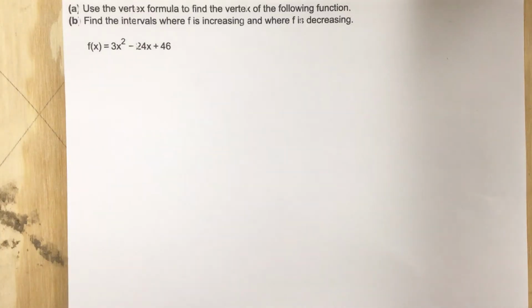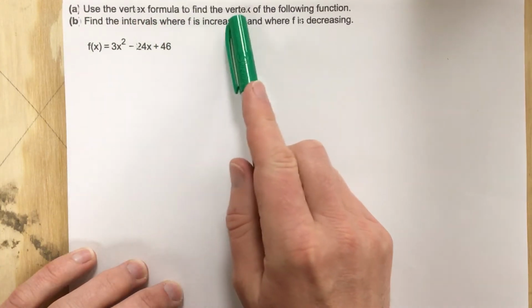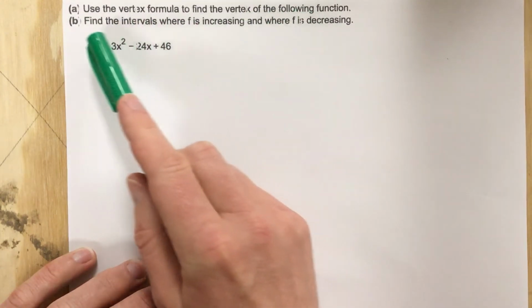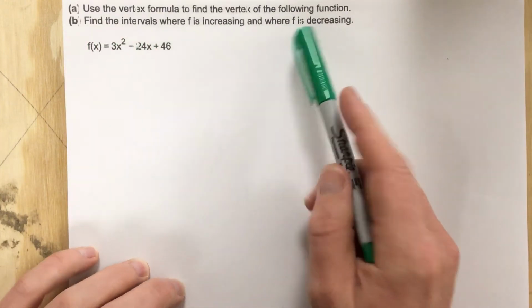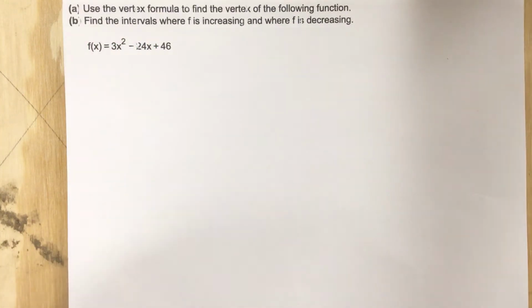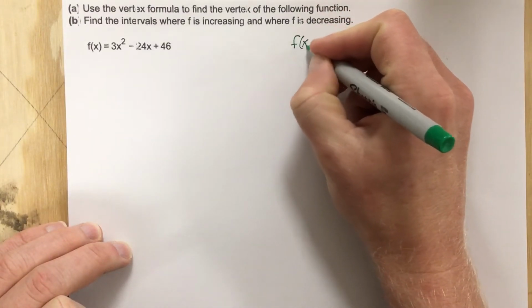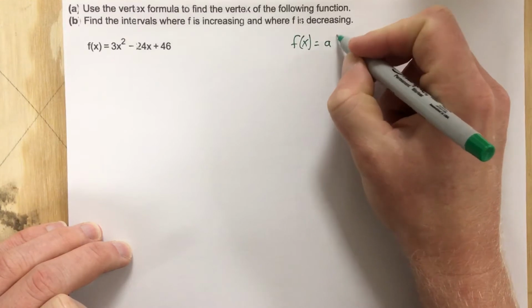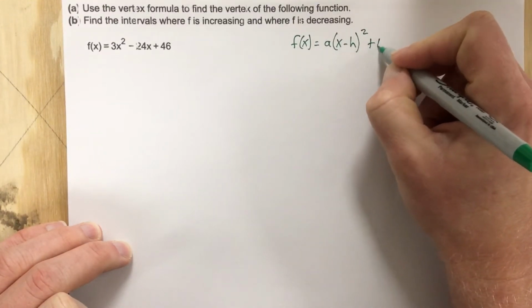This is problem number 1 for assessment number 6. In the problem they say use the vertex formula to find the vertex of the following function. And then part B, find the intervals where f is increasing and where f is decreasing. So remember, vertex form would be f of x equals a times (x minus h) squared plus k.